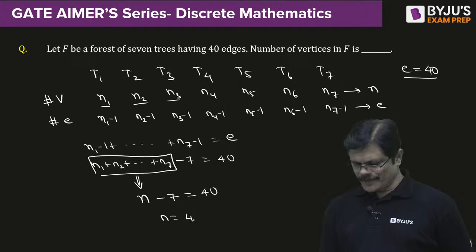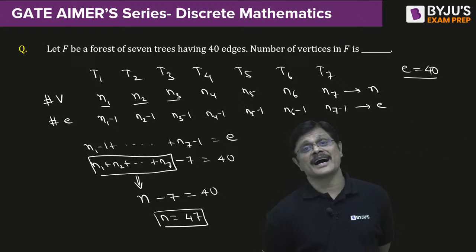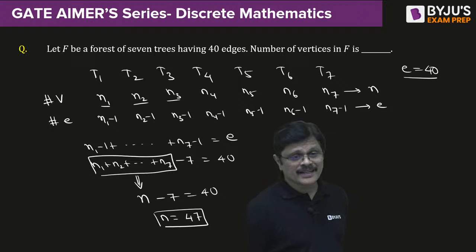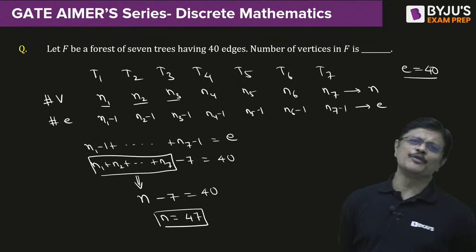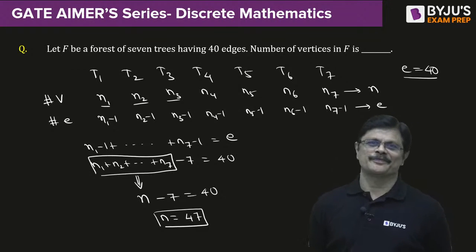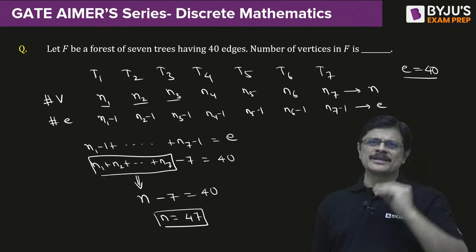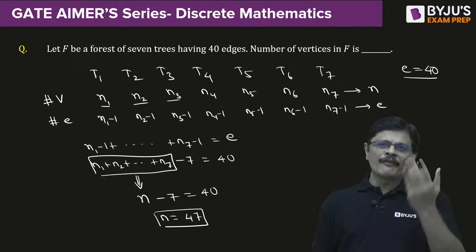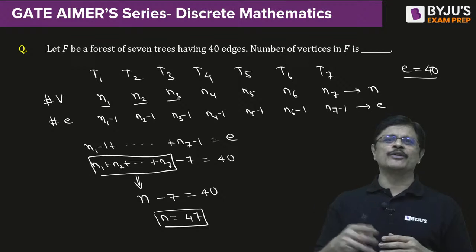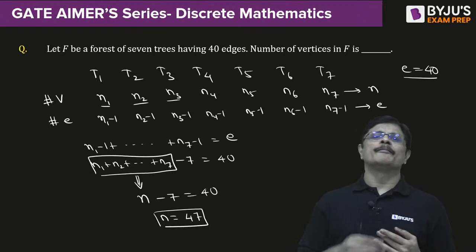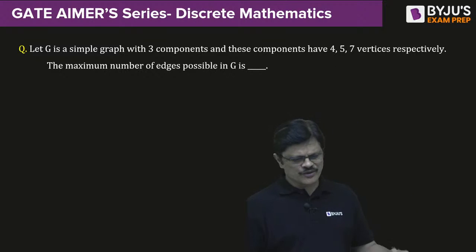47. So how many vertices are there in this particular graph? 47 vertices are there, because each component will give you one extra vertex. Am I clear? Instead of doing this entirely, by common sense, if you have a single tree, the number of vertices will be one more. If you have two trees, two more. If you have three trees, three more. If you have seven, seven more. 47 you can answer directly. Common sense also you can use to get the solution.